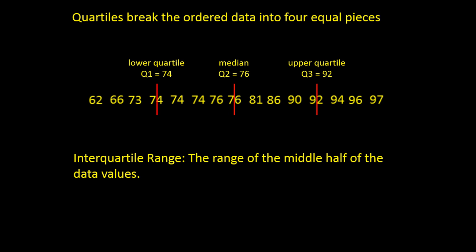The interquartile range is the range of the middle half of the data values. So we have the data broken up into four equal pieces. If you look at the two pieces that are in the middle, those range from 74 to 92. So the interquartile range is 92 minus 74, or 18. So we're looking at the spread of the middle half of the data when we're finding interquartile range.